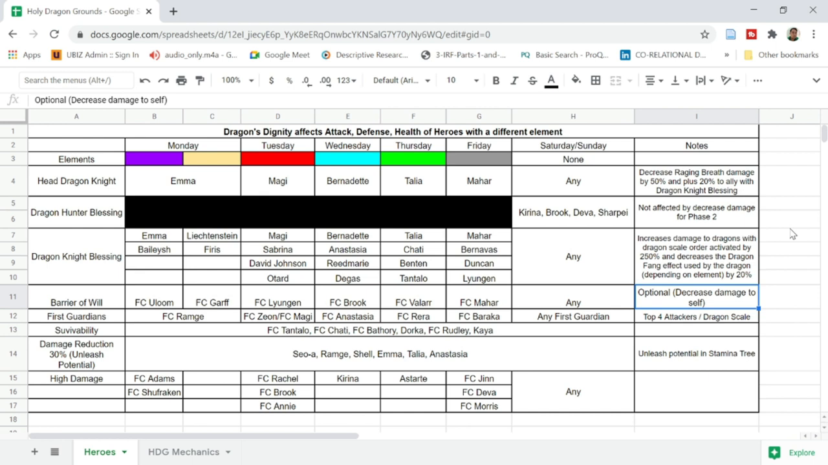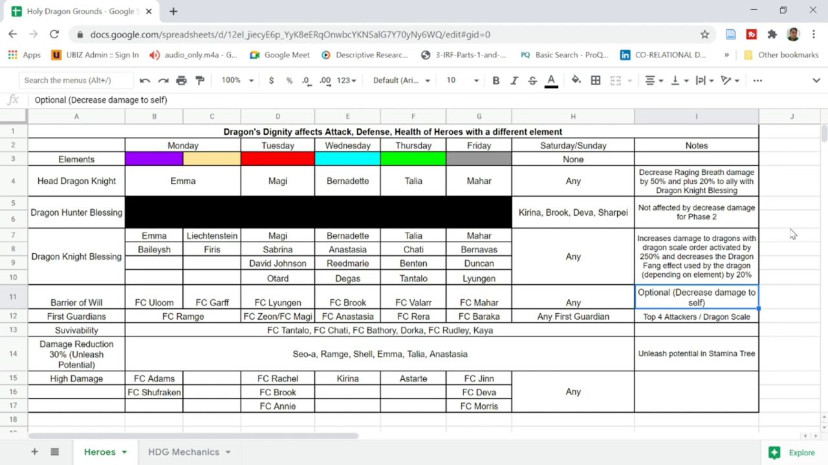So for Dragon Hunter Blessing, you have to bring them on Saturday, Sunday, so they're not affected by decreased damage for phase 2, but you could also bring them Monday to Friday. It's not a problem, but they're more crucial on Saturday, Sunday. So you have 4 to choose from: Kirina, Brook, Deva, and Sharpay. Preferably, if you have the FC version, please bring them.